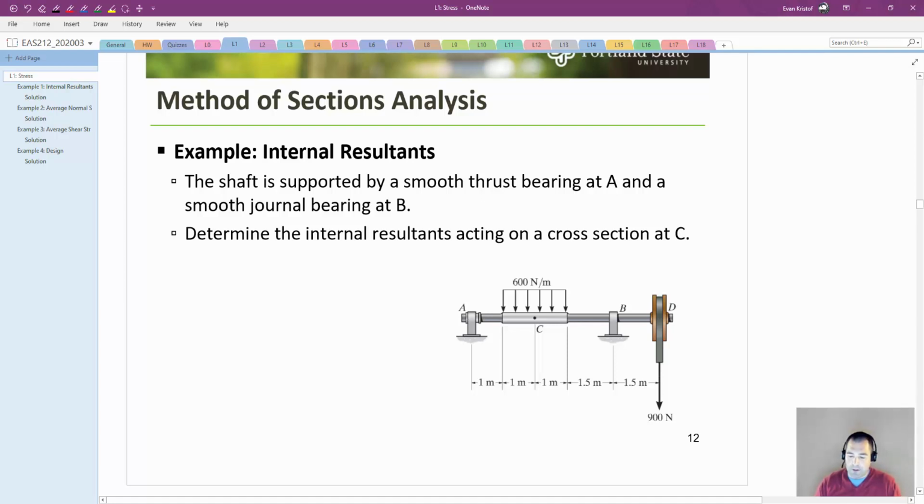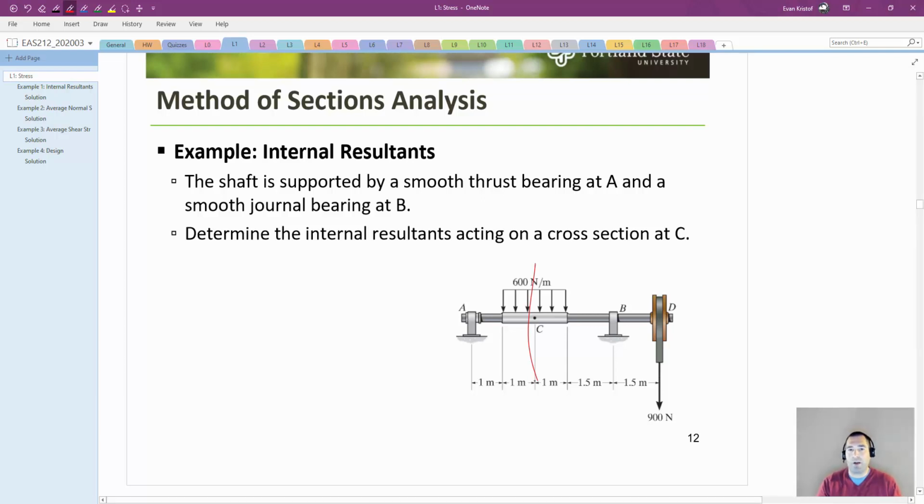So here it asks us to figure out the internal resultants acting on a cross section through C. So basically we choose either everything to the left of C or everything to the right, and then we replace it with just the internal resultants N, V, and M. So take a look at that video if you're a little bit rusty about this, but that'll be a separate video from here. We'll do that mostly with the example videos.